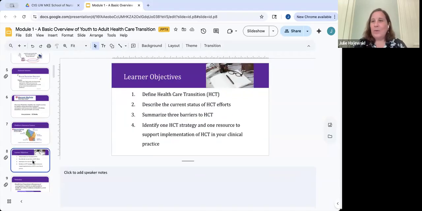All right. So delving in, these are the 4 objectives that we've identified from this module that we hope that learners will be able to walk away from after exploring and learning this content. And so defining healthcare transition, describing the current state of healthcare transition efforts in our state and in the United States, talking about at least 3 barriers to healthcare transition, and identifying at least one strategy and one resource that could help support healthcare transition in a clinical practice.